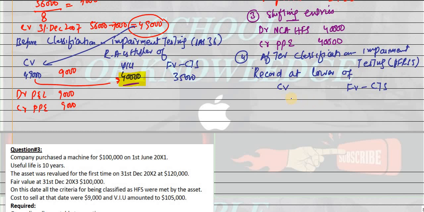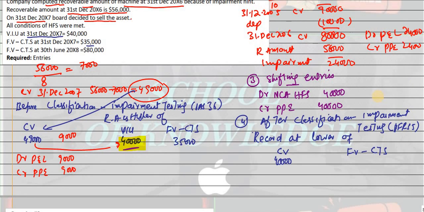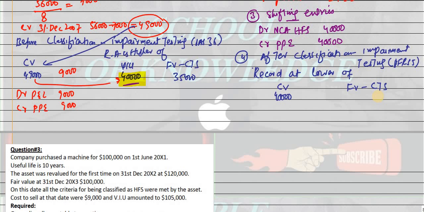The asset is held for sale. So the carrying amount here is 40,000, and the fair value less cost to sell, let me check from here, is 35,000.